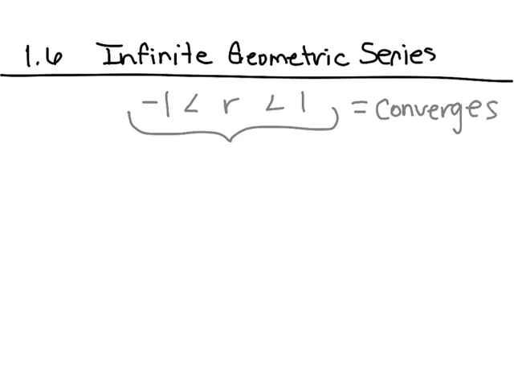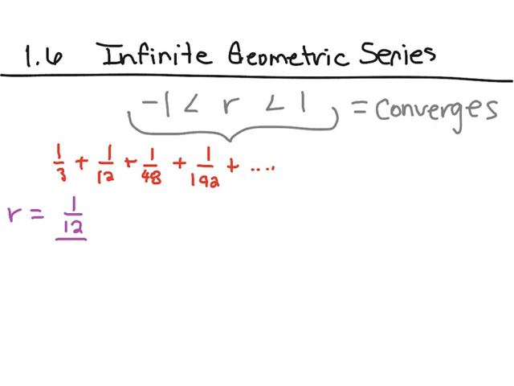For the first example, it says predict whether each infinite geometric series has a finite sum and estimate the finite sum. So we have 1/3 + 1/12 + 1/48 + 1/192, and so on. To find r, you go 1/12 divided by 1/3, and you should get 1/4. 3/12 is 1/4. So since -1 is less than 0.25, which is less than 1, we know that this converges. So it's going to go towards a point.